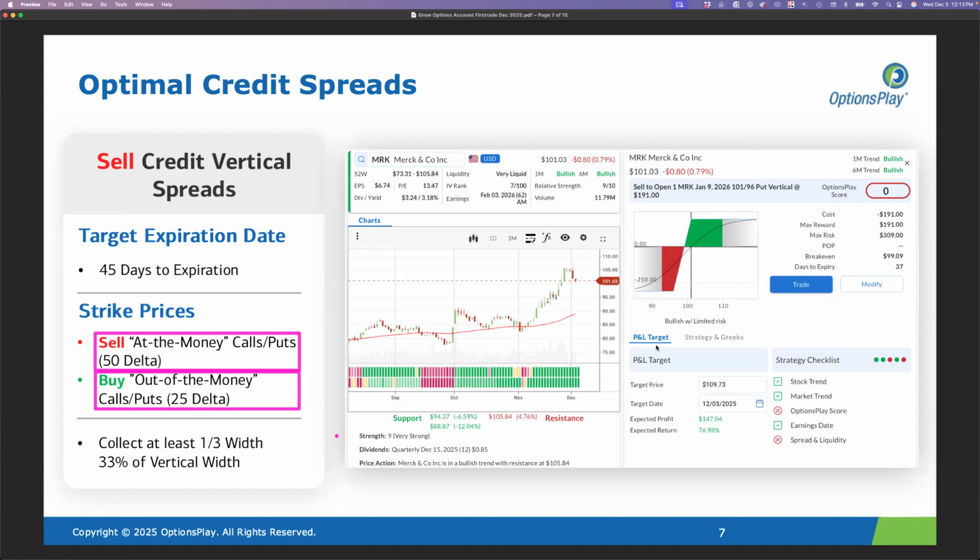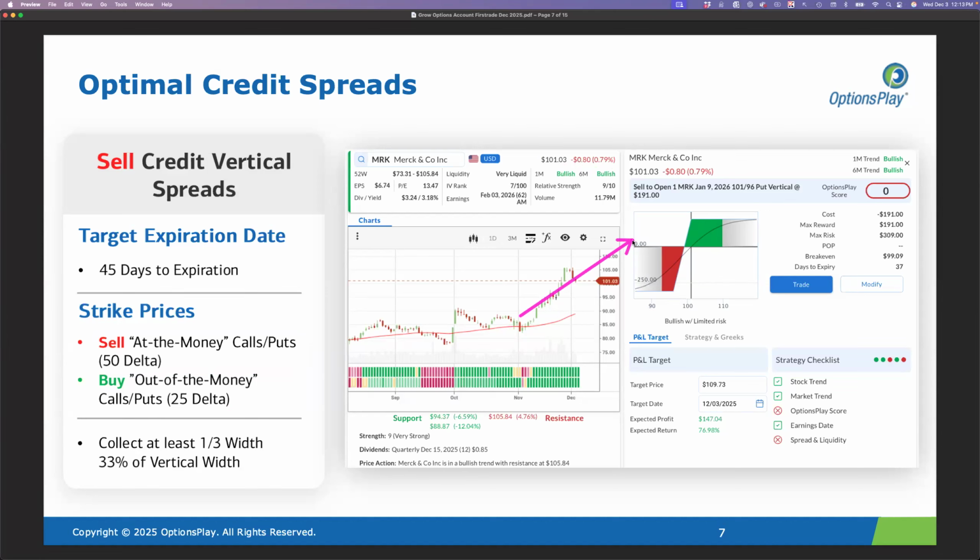So we're always going to sell the at the money. When Merck is trading at 101, we're going to sell the 101 puts, the at-the-money put option, and we're going to sell the put option because we're bullish, right? Whenever we're selling, puts are going to be bullish, calls are going to be bearish. In this particular case, because the stock is trending higher, we're going to be selling put options, and we're always going to sell the at-the-money put.